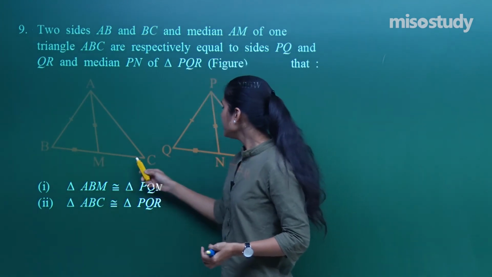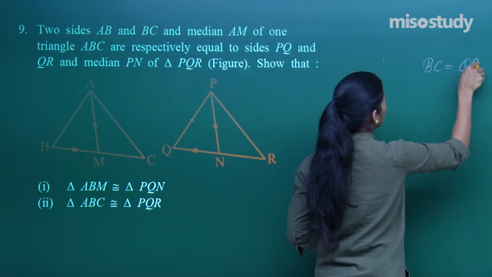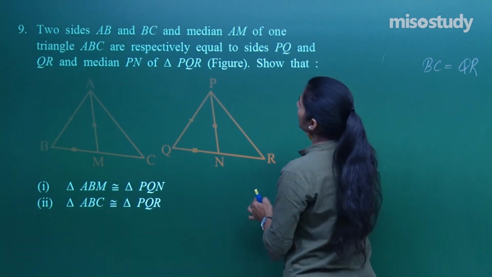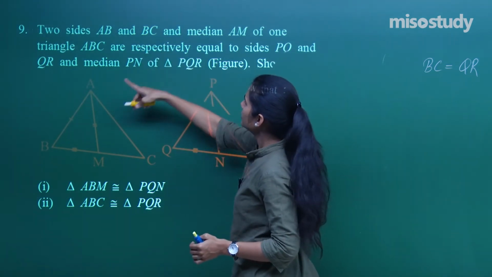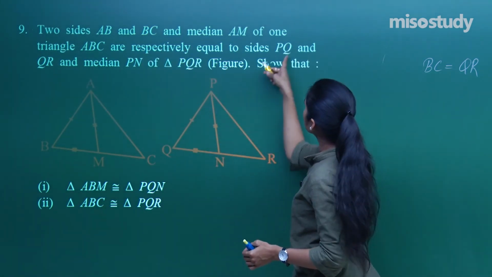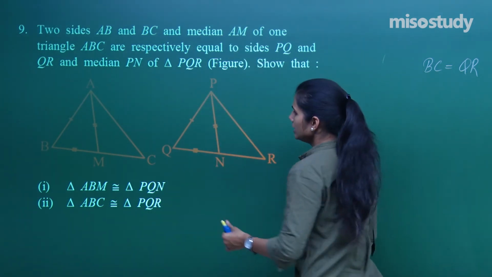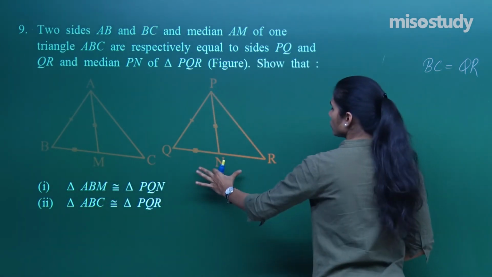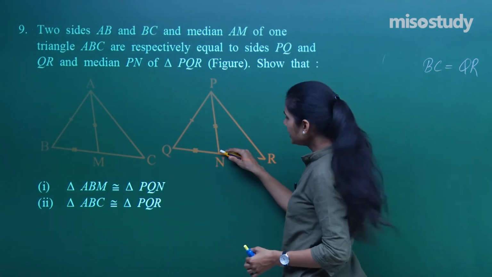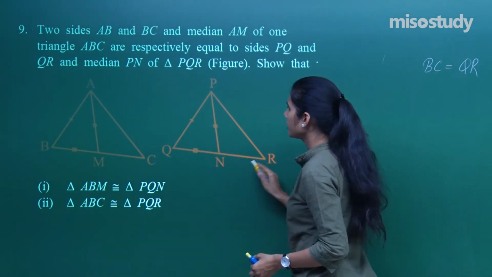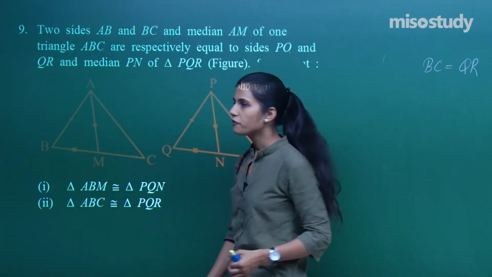Now, please see BC is the same as QR, that is given to us. AB is equal to PQ and the median AM is equal to median PN. This complete side BC is given to be equal to complete side QR, but the fact that PN is a median means that N is the midpoint of QR. If AM is the median, that means M is the midpoint of BC.